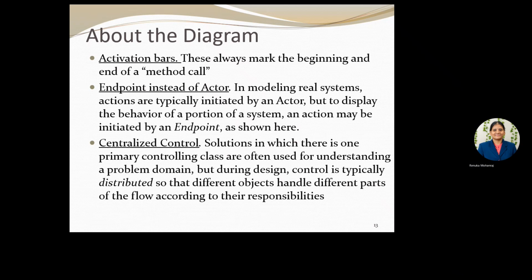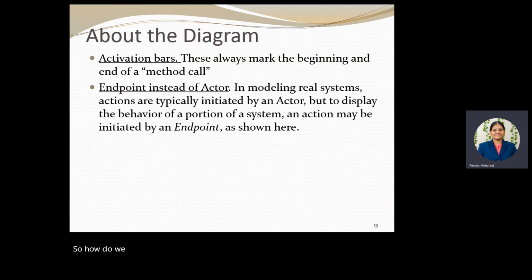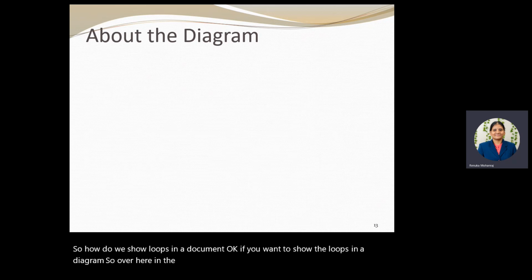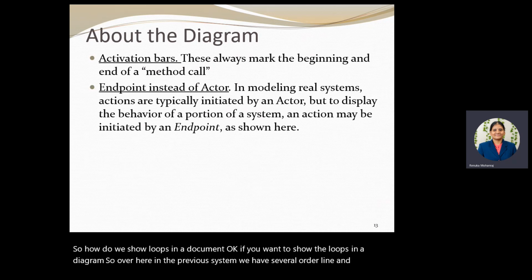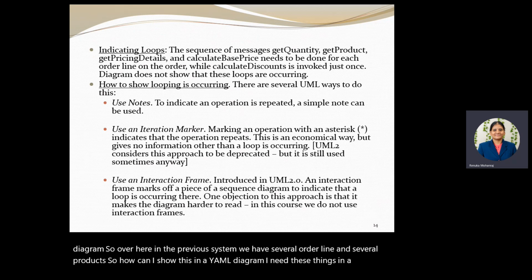Okay. So how do we show loops in a diagram? If you want to show loops in a diagram, over here in the previous system, we have several order lines and several products. So how can I show this in a UML diagram? I need these things in a loop. To show the loop, there are different approaches. You can use it in StarUML.